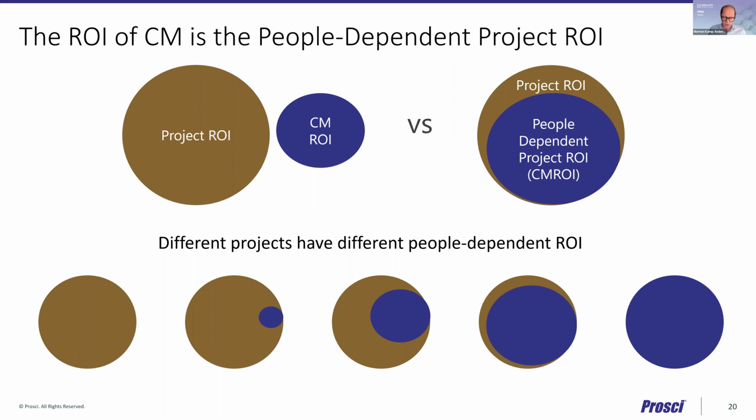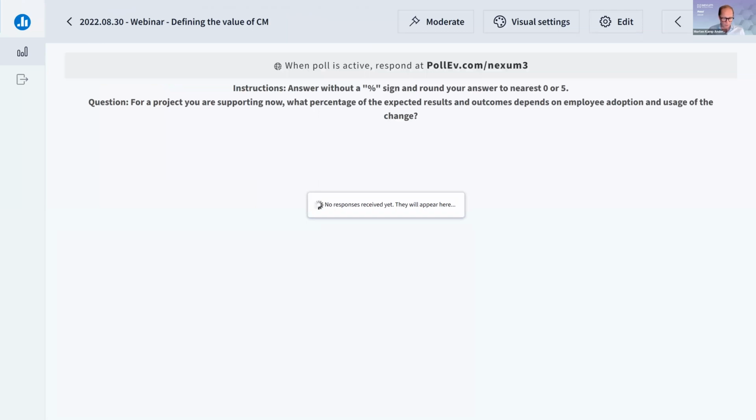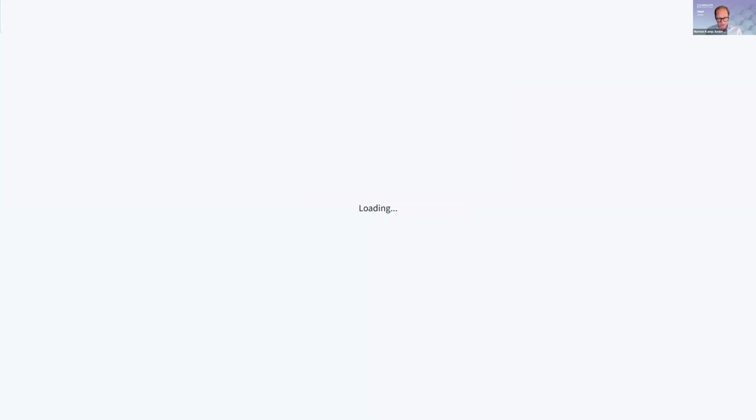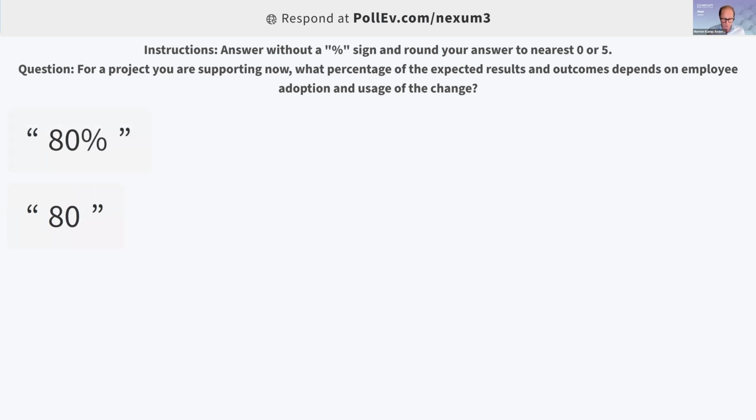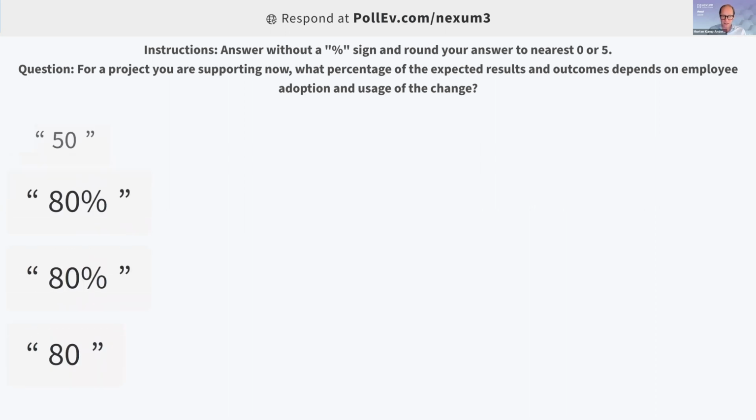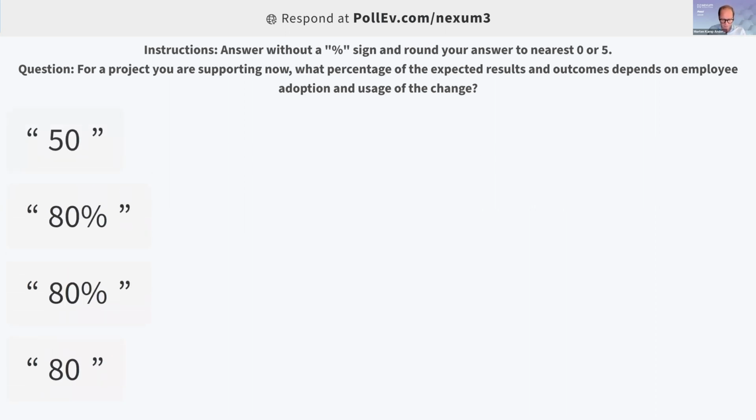Okay, so I'm going to ask you a question right now. And again, this is on polyv.com at Nexum. Just type a number that is rounded to the nearest 0, so it could be 50 or 55 or 70 or 75 or 90. Think about a project that you are working on right now or that you have good knowledge about. What percentage of the total project ROI is dependent on people adopting the system and changing behavior?